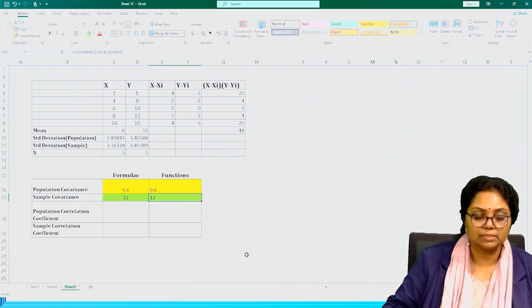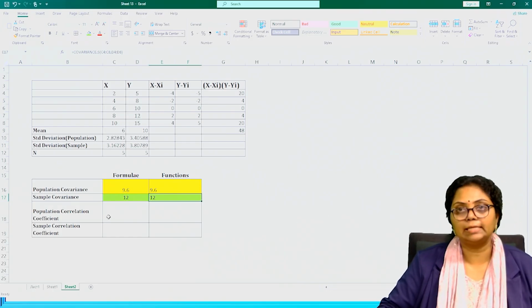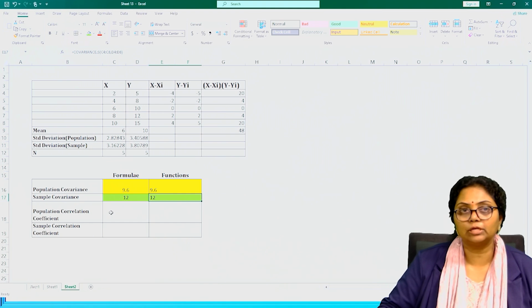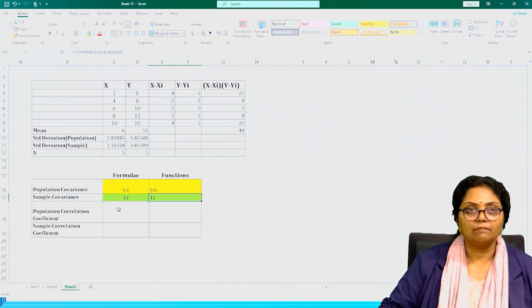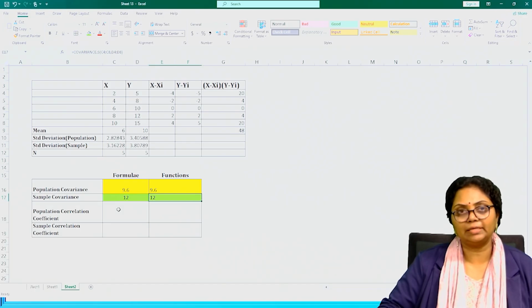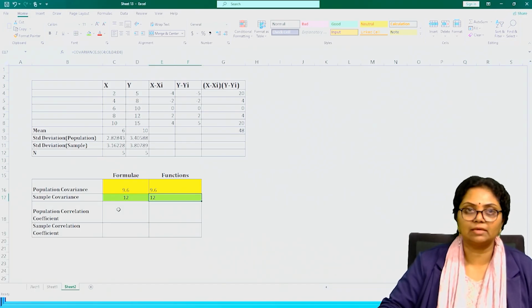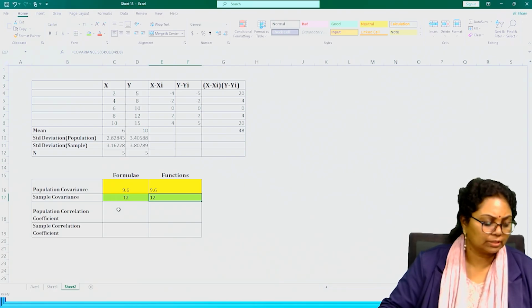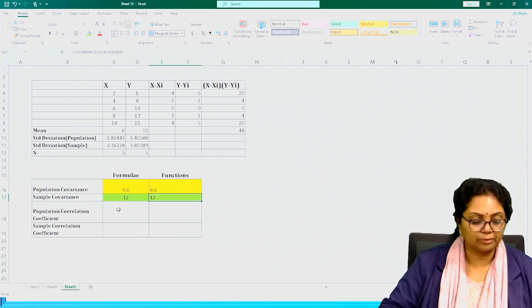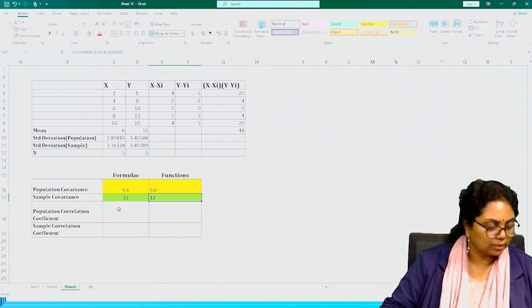Now let us see how to calculate the population correlation coefficient and also the sample correlation coefficient. We have seen that by default Excel has the same kind of function for calculation of the correlation coefficient of a population and the correlation coefficient of a sample. But before that, let us go with the formula.